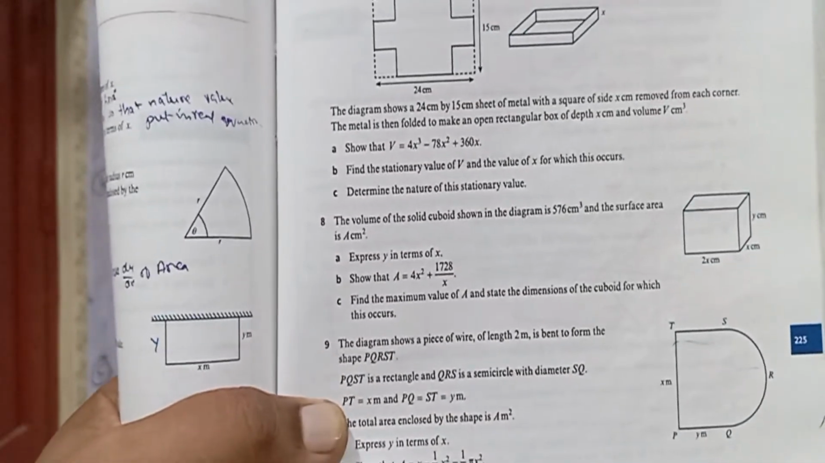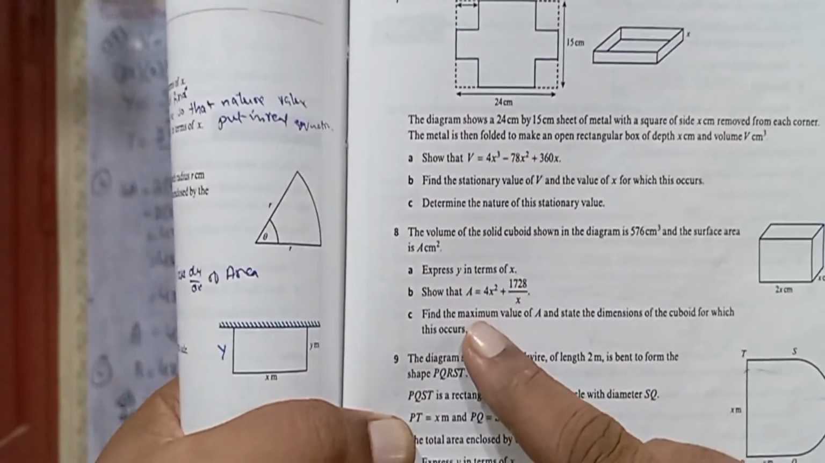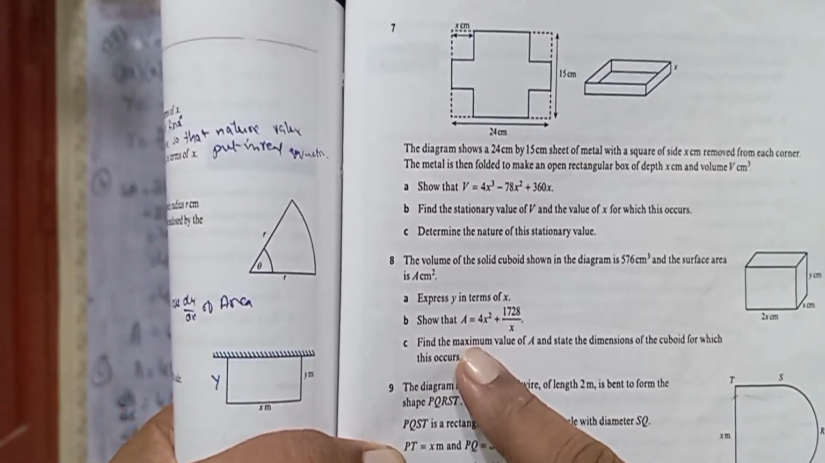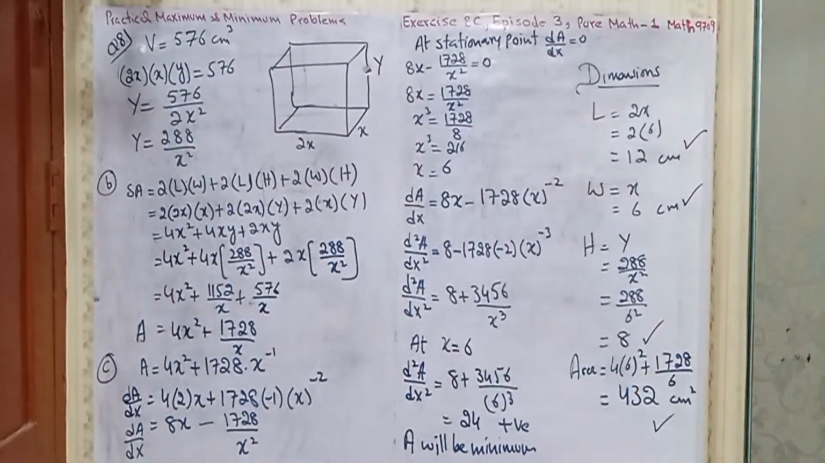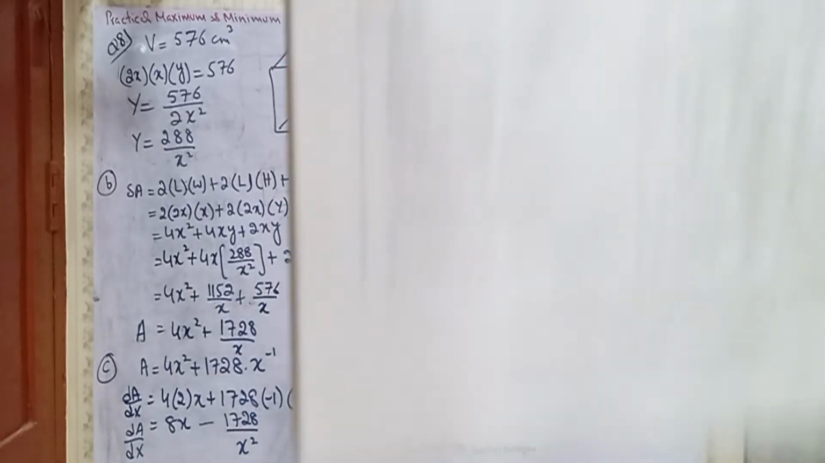Our answer matches with the book, and the only problem is with this word. Here they wrote maximum, but our second derivative says it will be a minimum point. So I think that's a typing error. Otherwise, the answer is matching. Let me show you the answer.